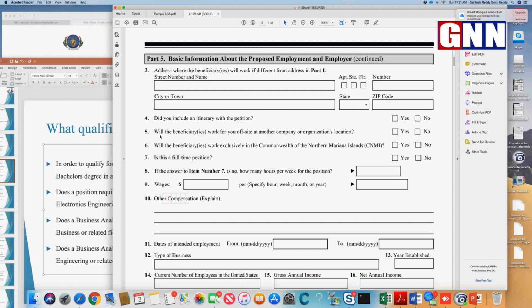If you look at part 5 of the 129 form, it asks, will the beneficiary work for you off-site at another company or organization location? If the person is working from a third-party location, then you would say yes. But if the person is working from his home address, then you would say no, because he will not be working from any other organization's address. He'll only be working from his home.